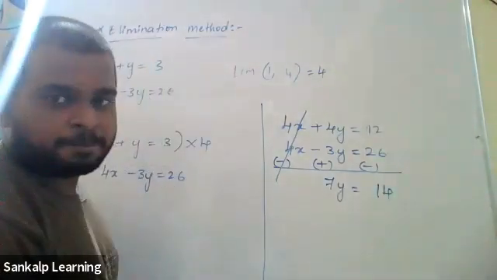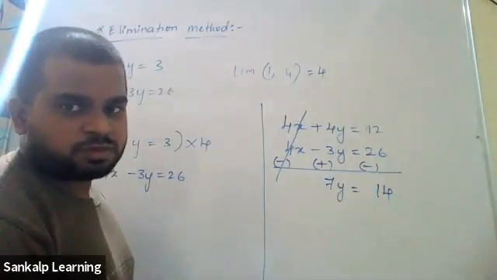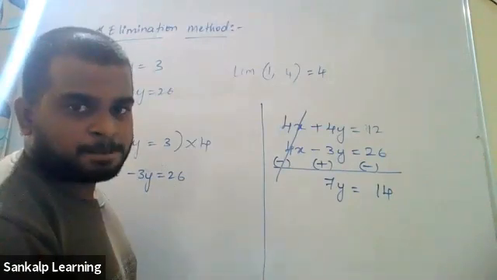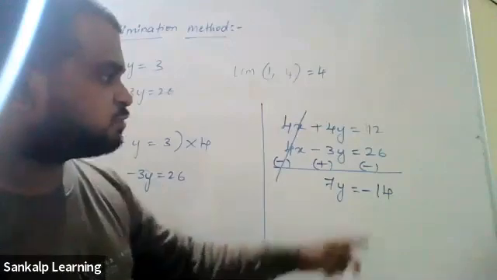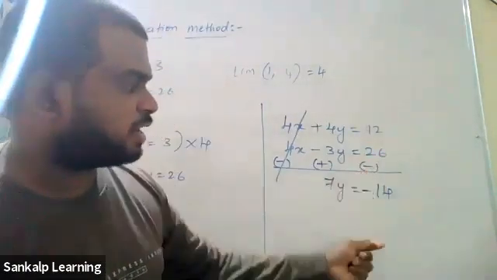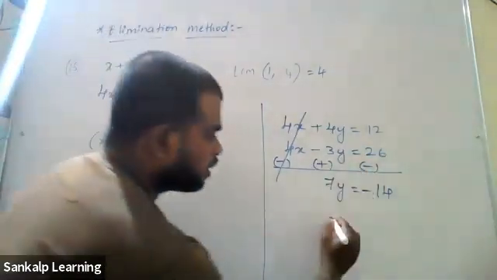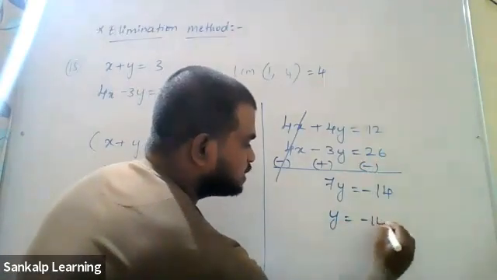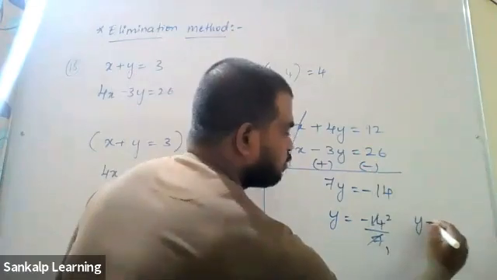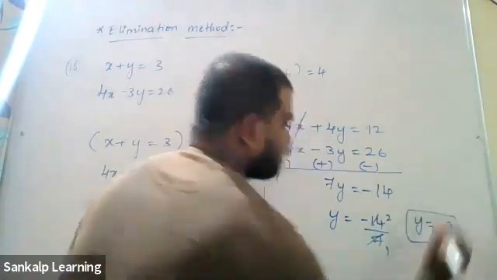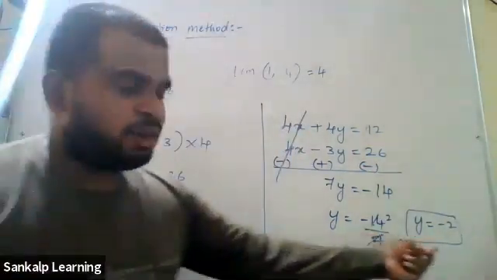Is it correct? Or should I make some changes over there? Minus 12. 7y you have to bring down. Minus 14. Why is it minus 14? Because of the bigger number's sign. 26 has got a negative sign, so it is minus 14. Okay, therefore y is equal to minus 14 divided by 7. 7 ones are 7, 7 twos are 14, therefore y is negative 2. You got the value of y.